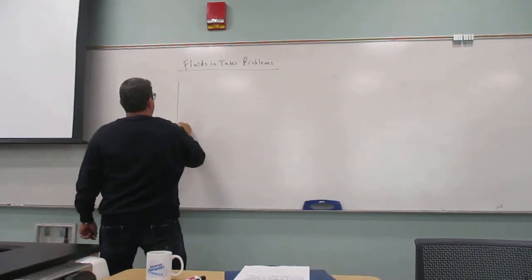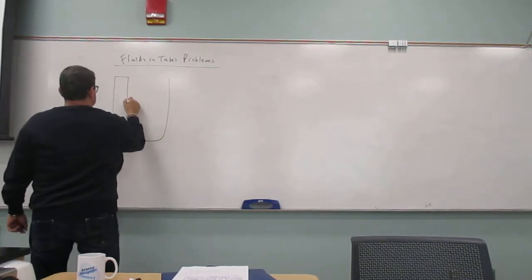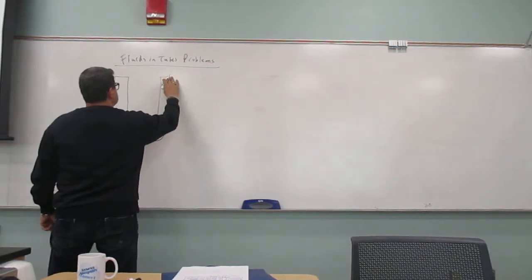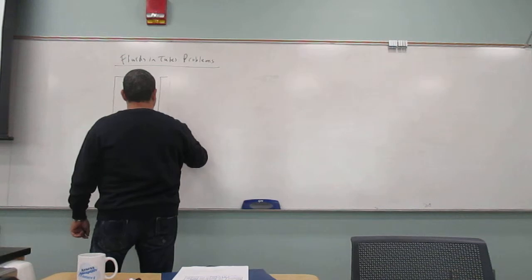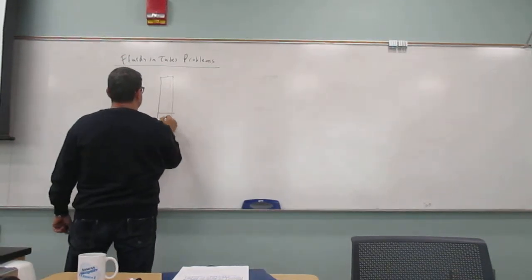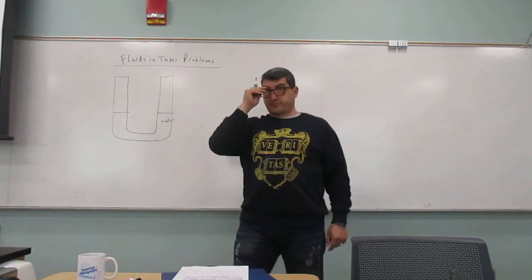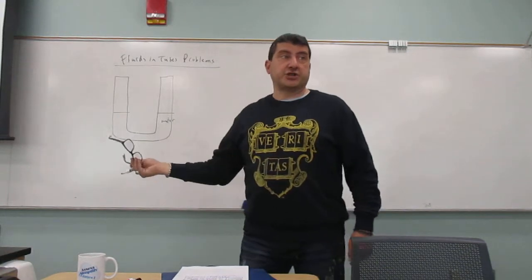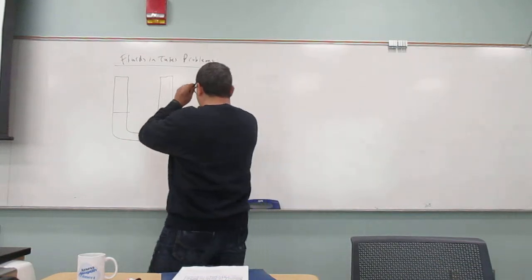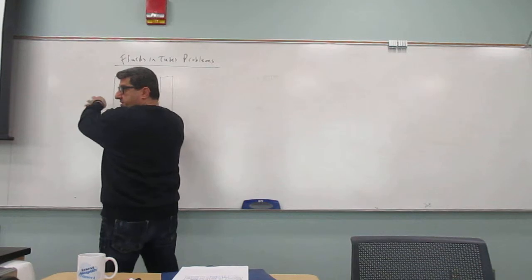Fluids in tubes problem. So imagine there is a U-tube like this, and there's water here. In order to solve these kinds of problems, we're going to use that same equation that we just had. P is P atmosphere plus rho g h, right? Then I can pour, let's say, alcohol in here and oil in here, different fluids of different densities.